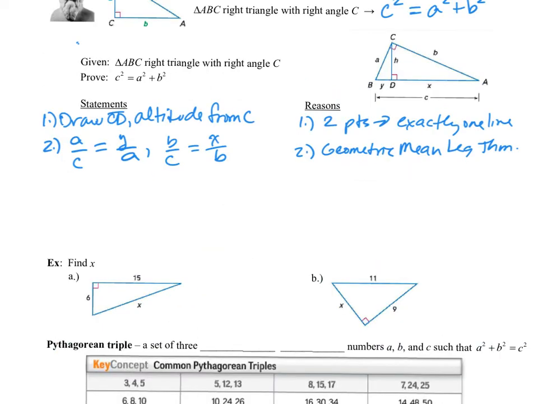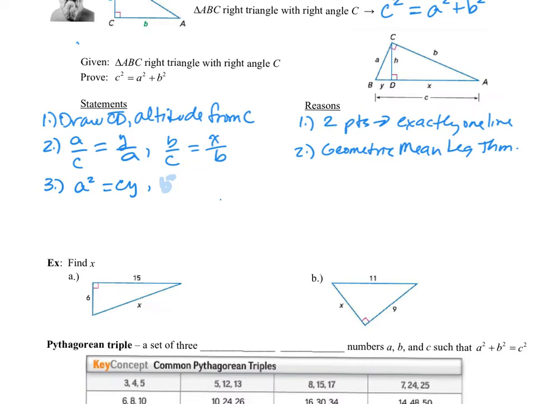The next thing we're going to do is cross multiply. So in step 3, when I cross multiply this way, A times A is A squared, and when I cross multiply the other way, we'll get CY. Let's put a comma, and then let's cross multiply in the other proportion. So we'll say that B squared is equal to C times X.